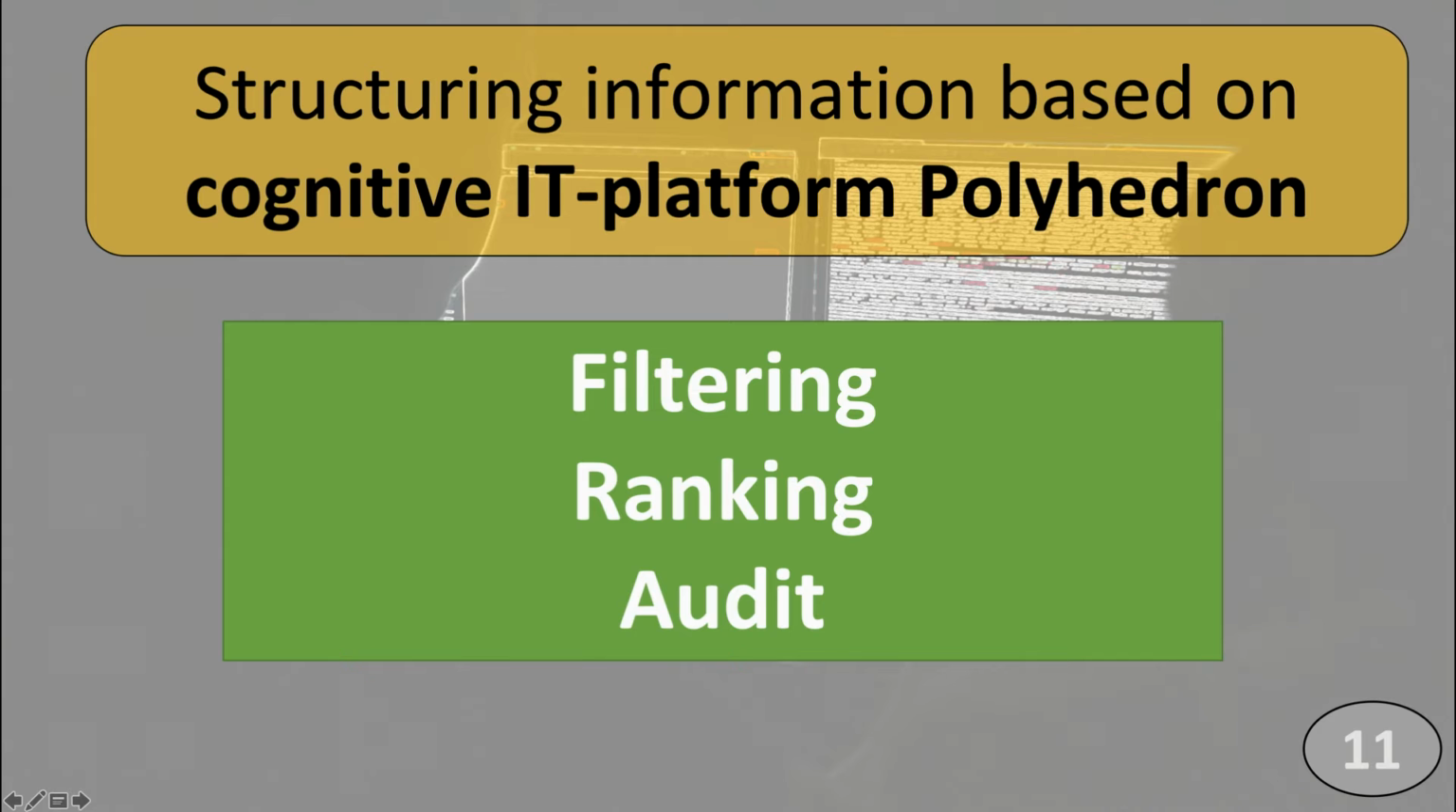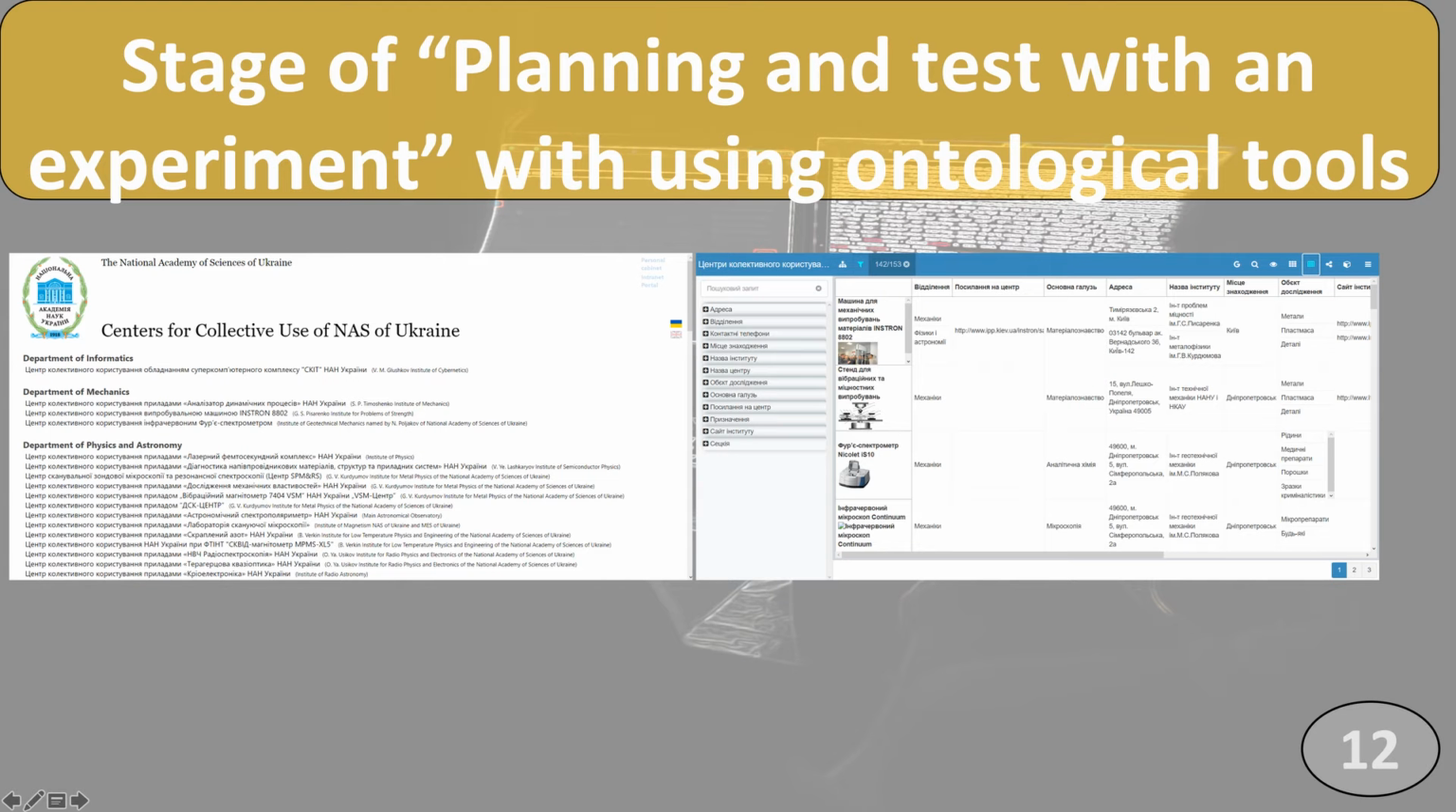So, there are three structuring instruments in the IT platform Polyhedron. The first one is filtering, the second one is ranking, and the last one is audit. All these instruments have been described in our previous works. At this slide you can see the result of the comparison of two ontological-based solutions with non-ontology-based systems for the selection of equipment in center of collective usage.